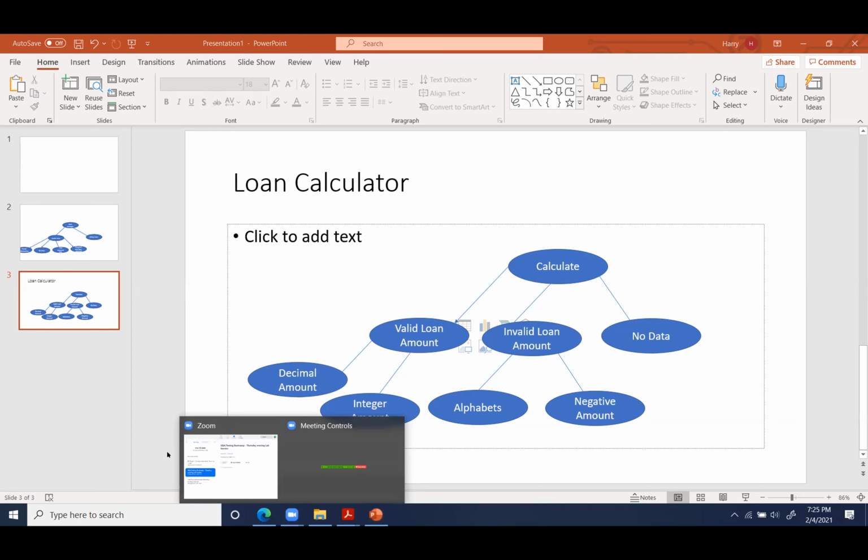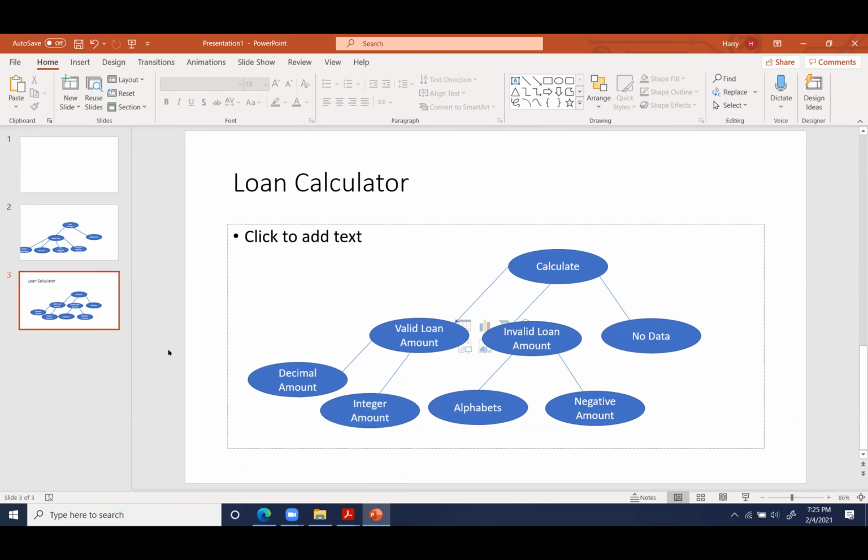And as long as you are giving an option to click something without entering any data, then you will have a special condition called no data. That means what should happen when the user does not enter any data for this particular requirement or for this particular operation.